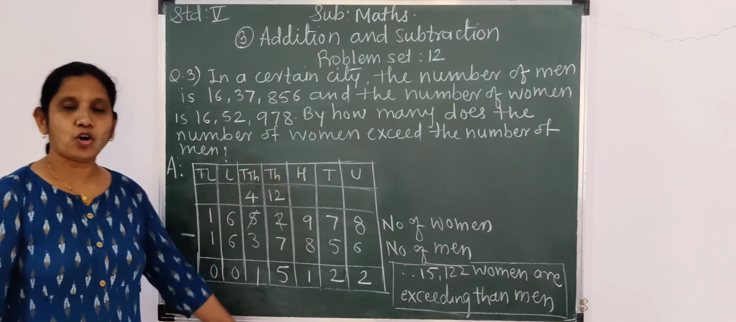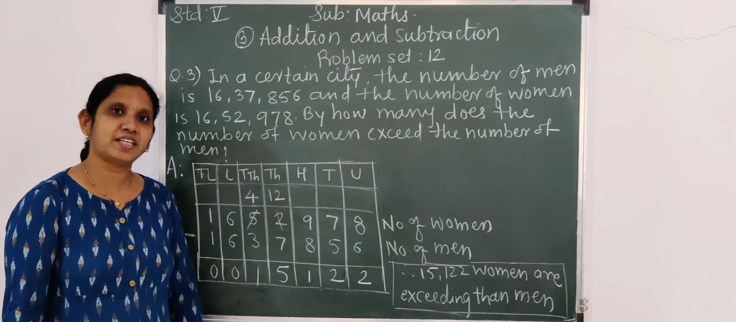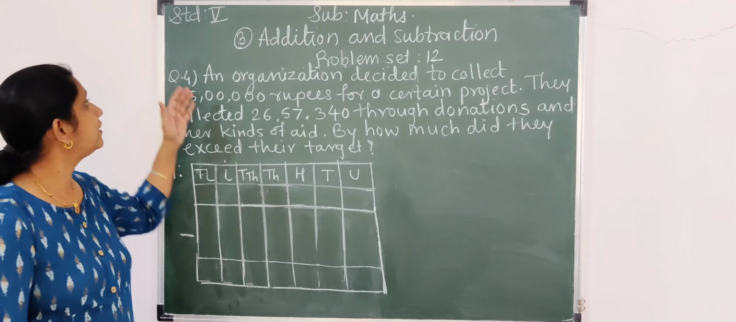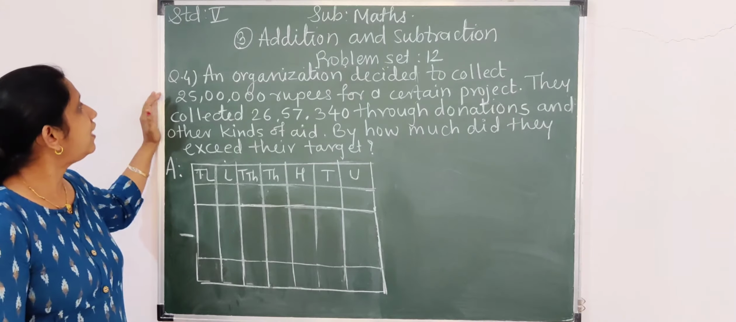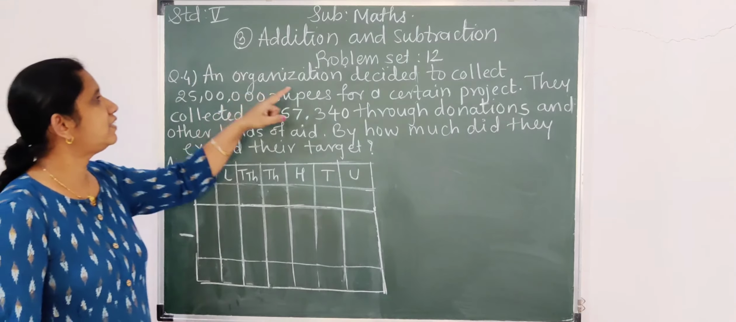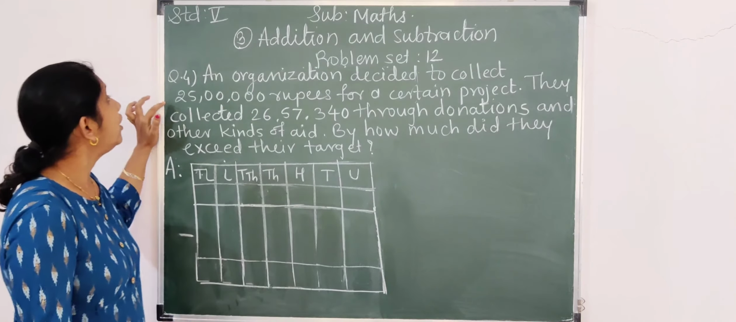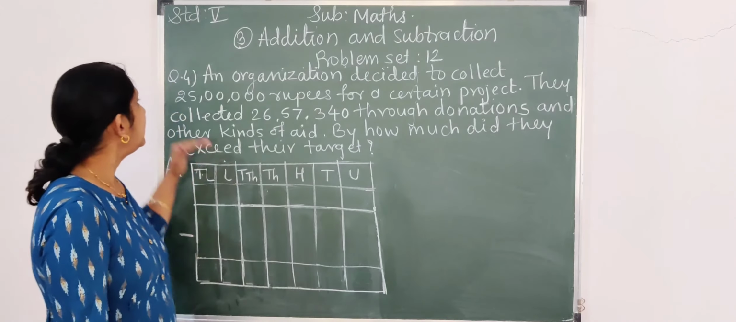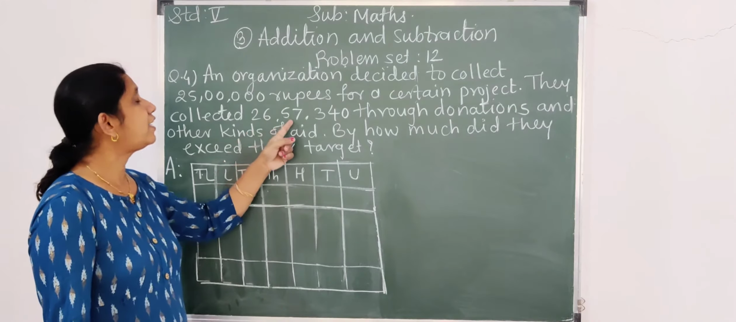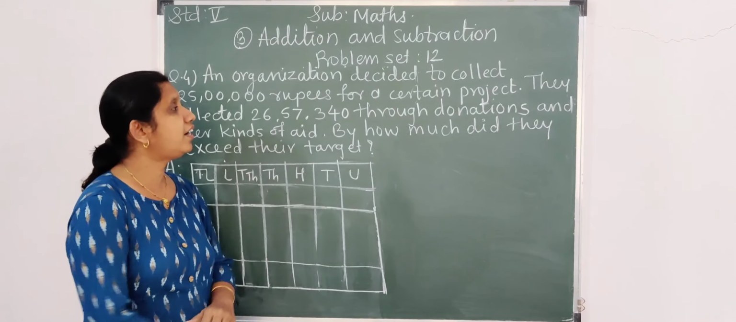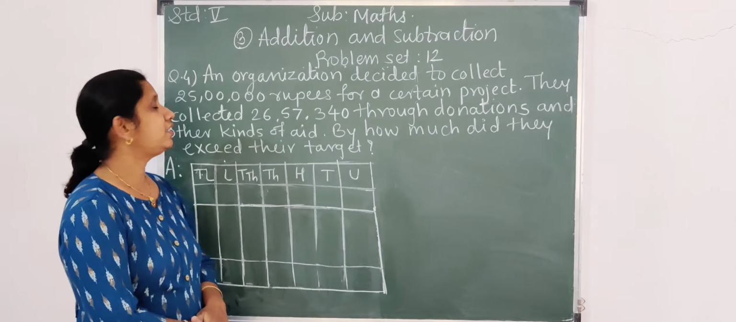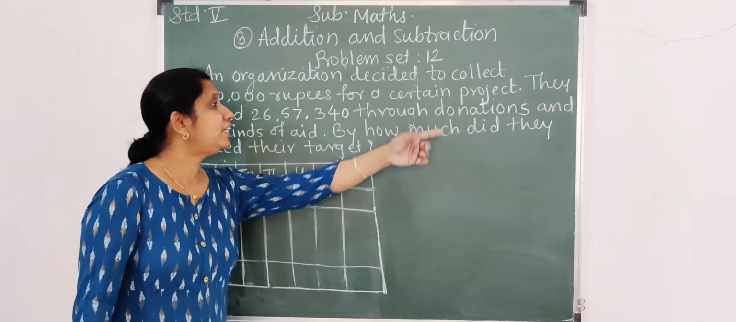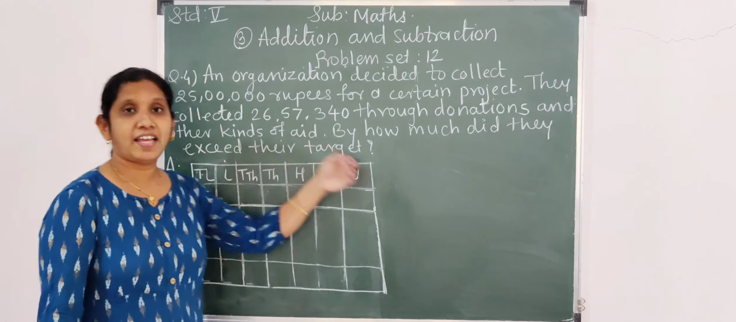So, I hope you all must have understood this sum in detail. So then let's start solving example number 4. Let's read the question. An organization decided to collect 25 lakh rupees for a certain project. They collected 26 lakh 57,340 through donations and other kinds of aid. By how much did they exceed their target?